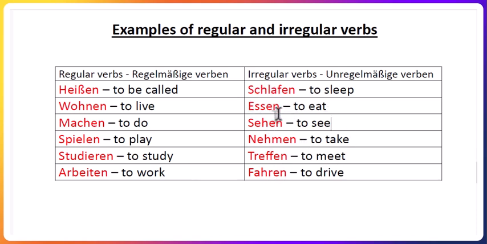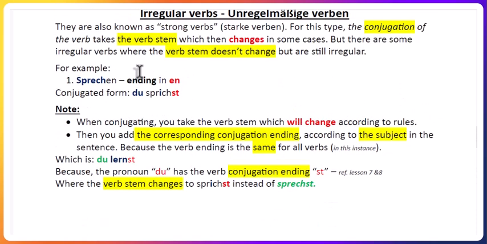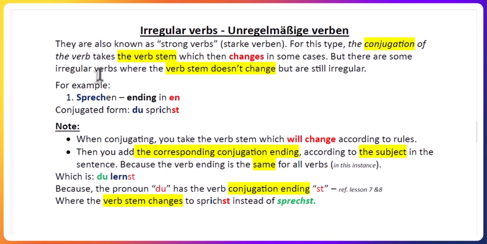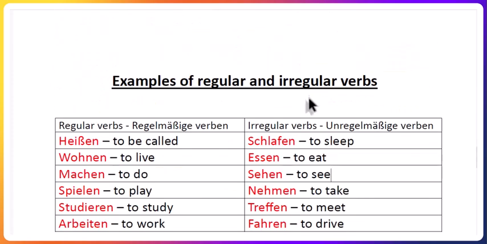I'll do a full conjugation video for regular and irregular verbs, so that you know the difference. Because many people are confused. We can say regular, but say irregular. And then irregular verbs: the stem changes. But there are some irregular verbs where the stem doesn't change. I will cover these in the conjugation video.